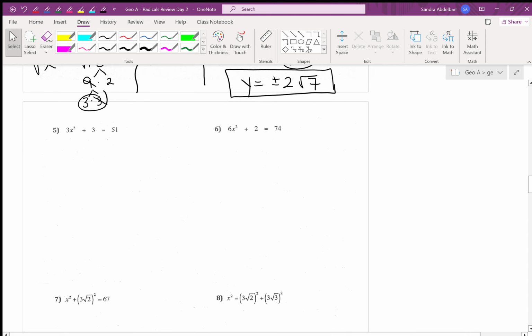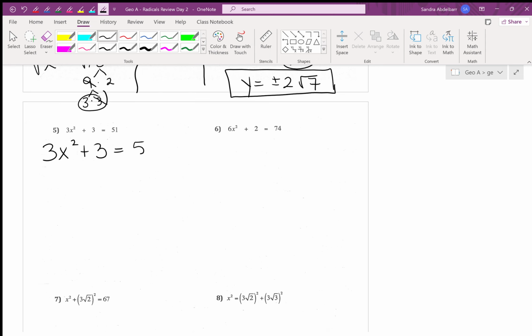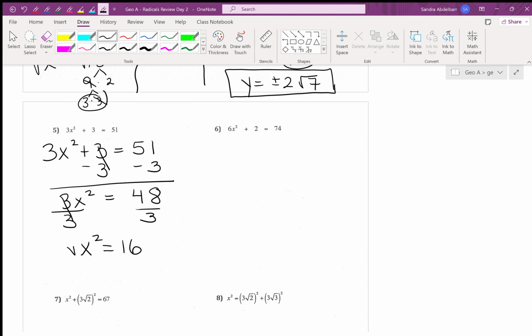All right, let's do number 5. So we have 3x squared plus 3 equals 51. Do you agree I have to get rid of both of these 3's before I could square root both sides? So I'm going to subtract 3, and I'm going to get 3x squared is equal to 48. Then I still need to divide by 3. X squared is equal to 16. Square root both sides. What do we get for x? Plus minus 4. Good, Chase.